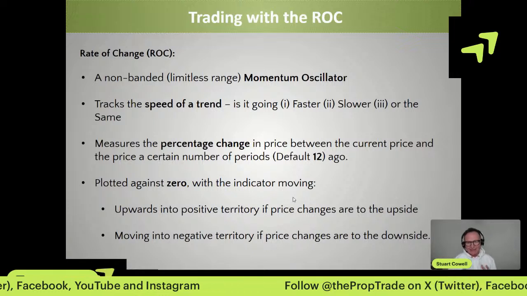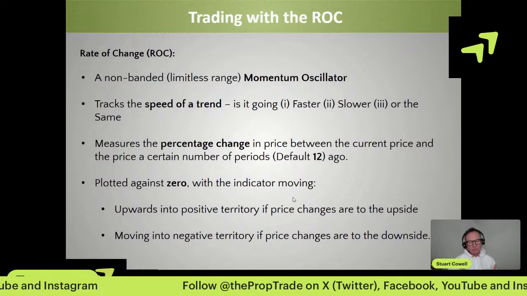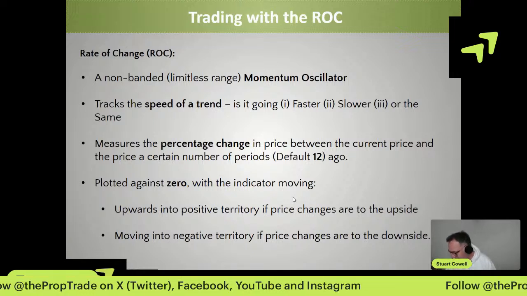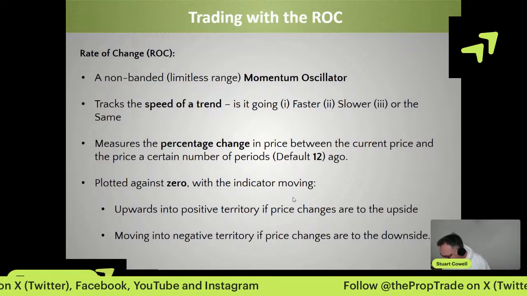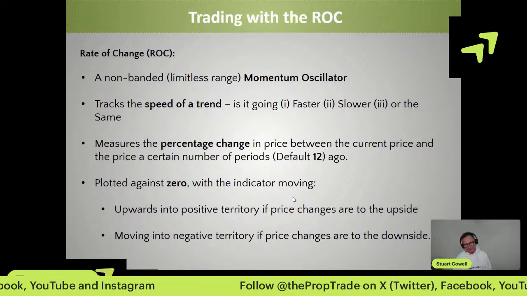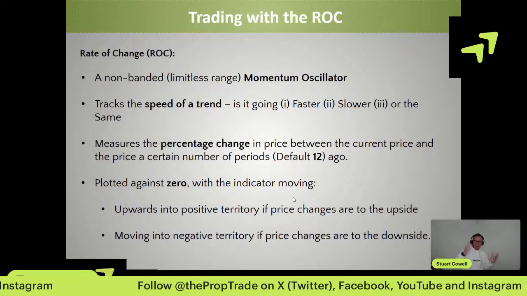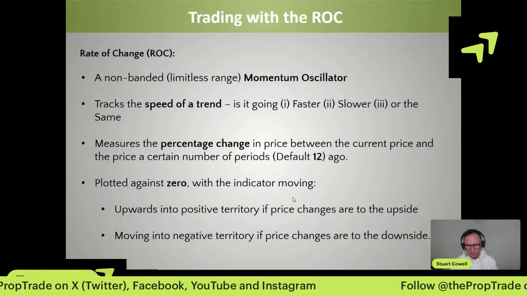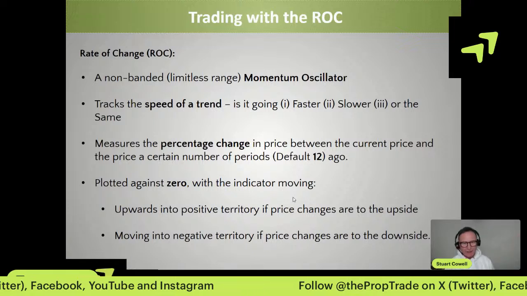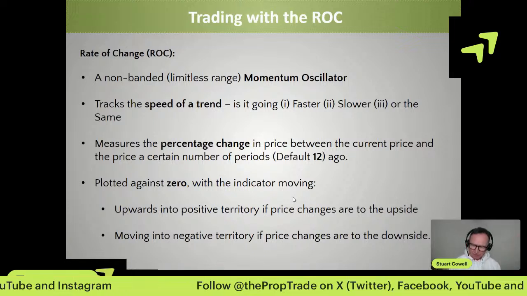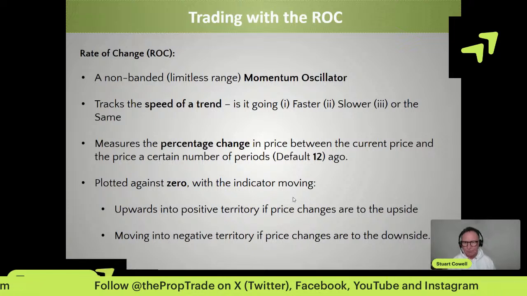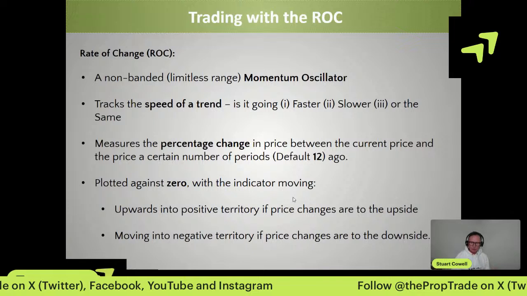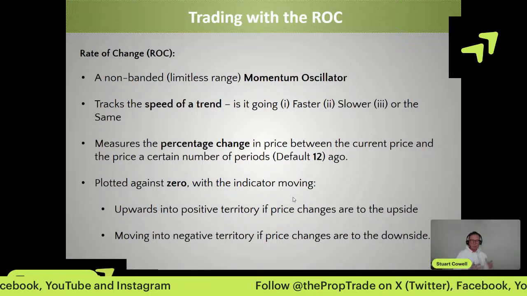But really, it tracks the speed of a trend. Is it going faster? Is it going slower? Or is it going the same? So it's really how far, how fast, and has it gone too far, too fast, either up or down, in price action. What the ROC is trying to show is ahead of the actual price action itself, so it can be quite useful from that point of view. It measures the percentage change in price between the current price and the price of a certain number of periods away.